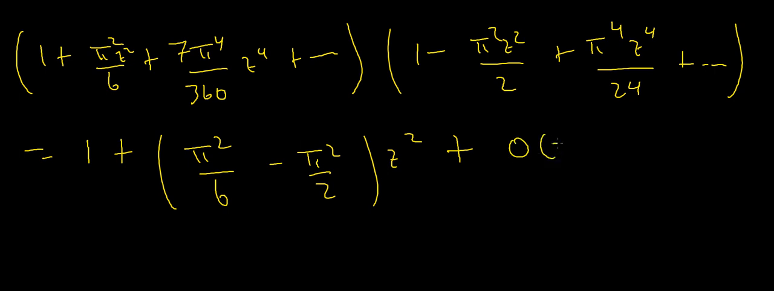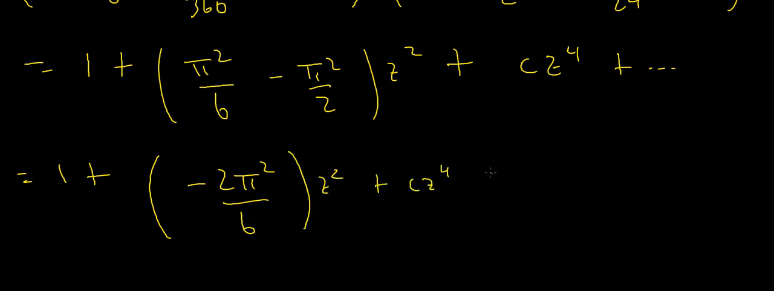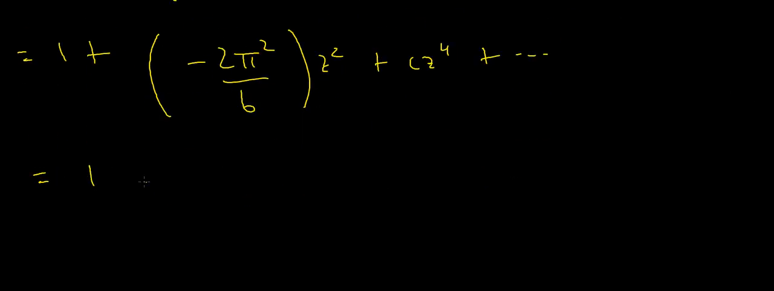Plus, let's write it as big O of z to the 4. Well, let's keep things a bit simpler. Let's write that as plus c times z to the 4, plus so on and so forth, just to illustrate the point. And that's 1 plus what? Well, a half is 3/6, and 1/6 minus 3/6, that's just minus 2/6, so that's minus 2 pi squared over 6 times z squared plus c times z to the 4, where c is just some real number, plus higher order terms. And that's going to give me 1 minus pi squared over 3 times z squared plus c times z to the 4 plus higher order terms.